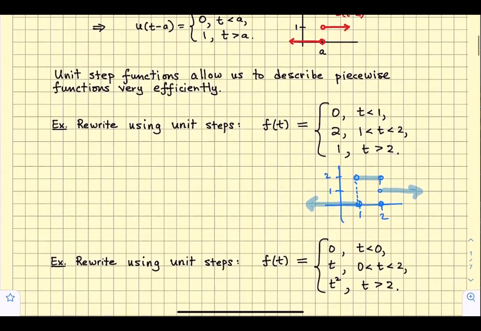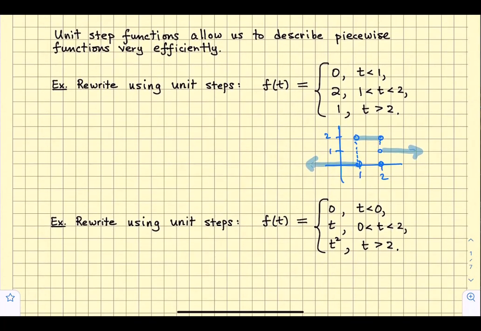So let's practice this just a little bit. Suppose we had the piecewise defined function f of t is 0 if t is less than 1, it's 2 if t is between 1 and 2, and it's 1 if t is greater than 2. So I have the graph here to help visualize this.